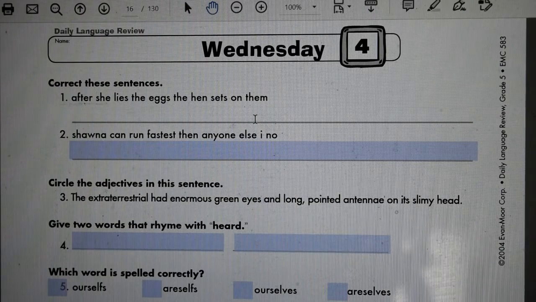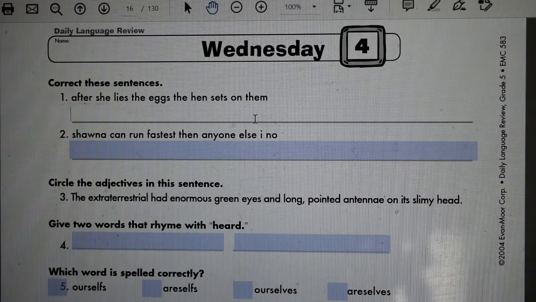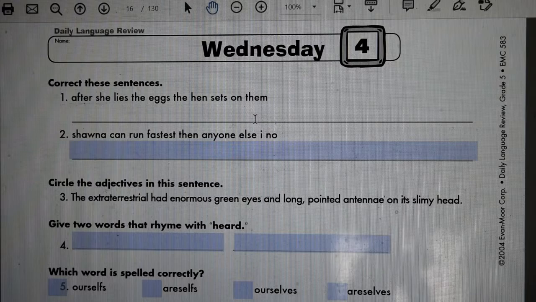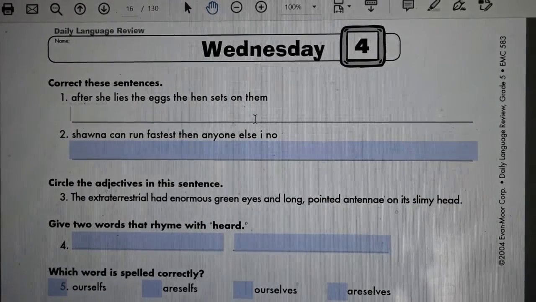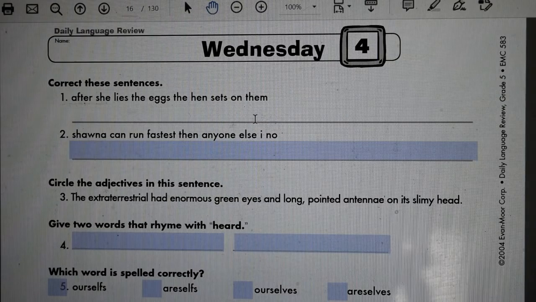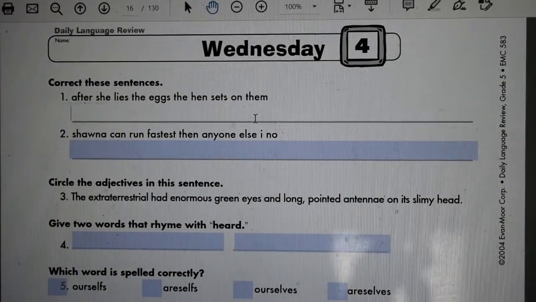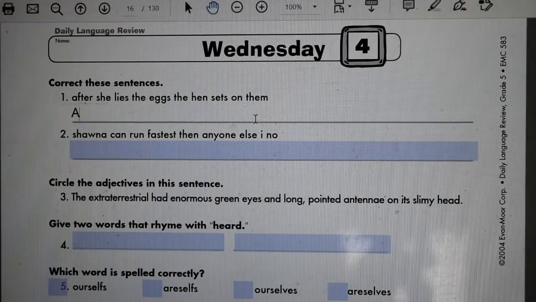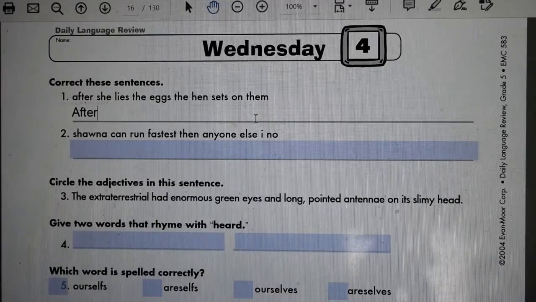So number one says, after she lays the eggs, the hen sits on them. Now this is a wonderful example of every single word in this sentence is spelled correctly, but the words they use are not the correct words. And it's something spell check would not catch because the words are spelled correctly. You have to know the correct words to use here. So once again, the first word in every sentence is capitalized.